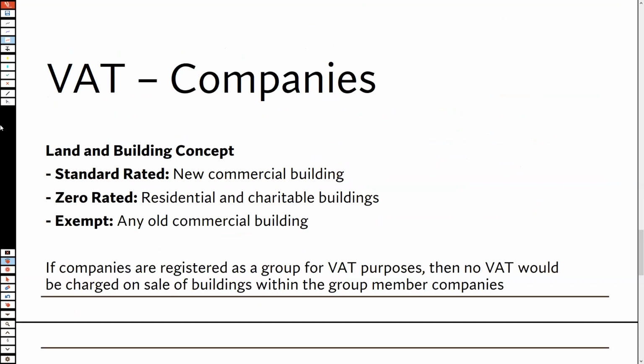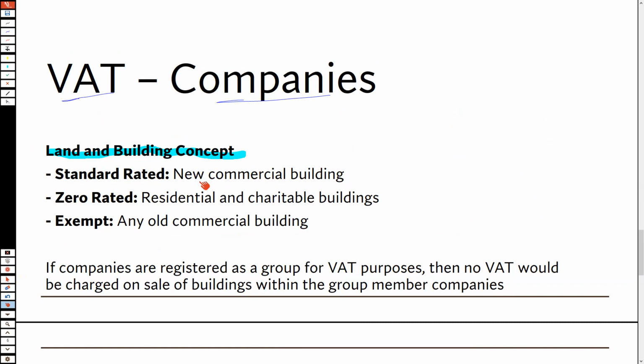Okay, if you are okay with this, then another area tested in this exam question is the VAT implications for companies. The specific area is the land and building concept. Quick recap. For VAT purposes, land and buildings are categorized into 3 categories: standard rated land and building, zero rated land and building, and exempt land and building.